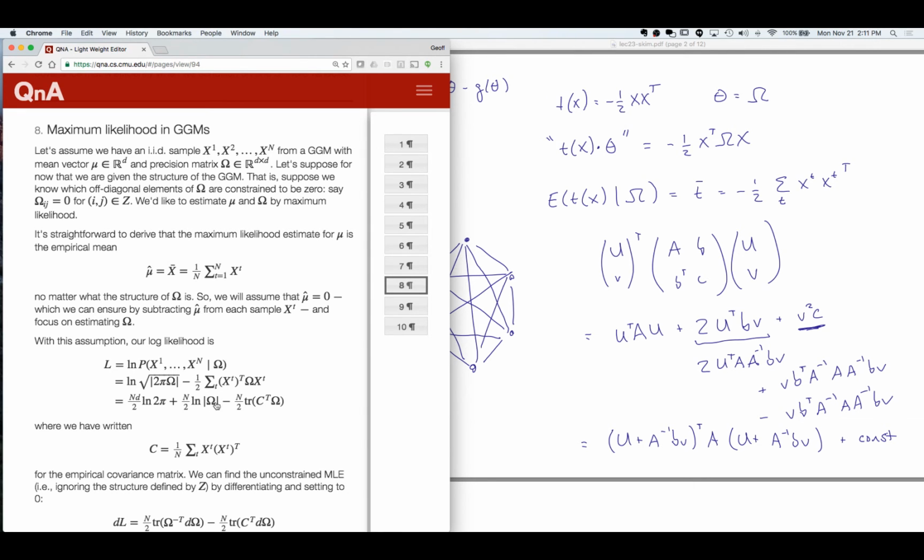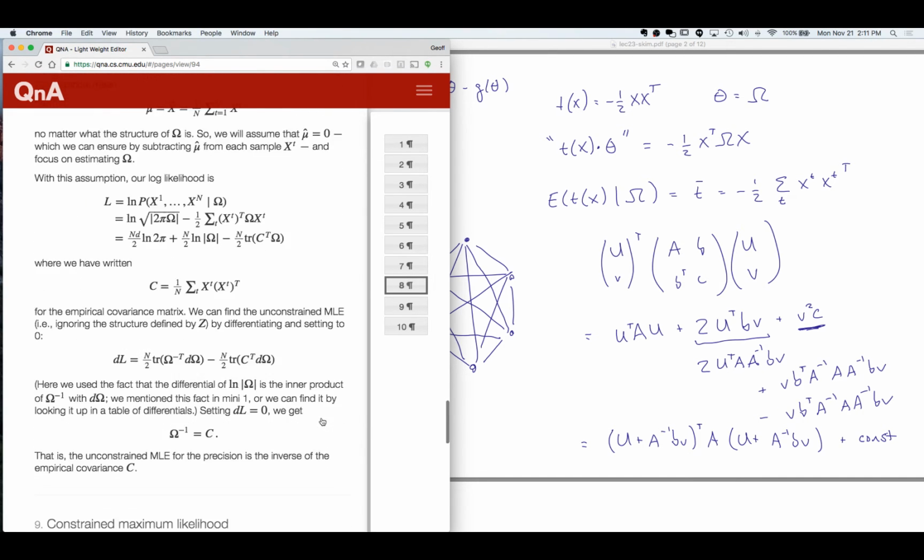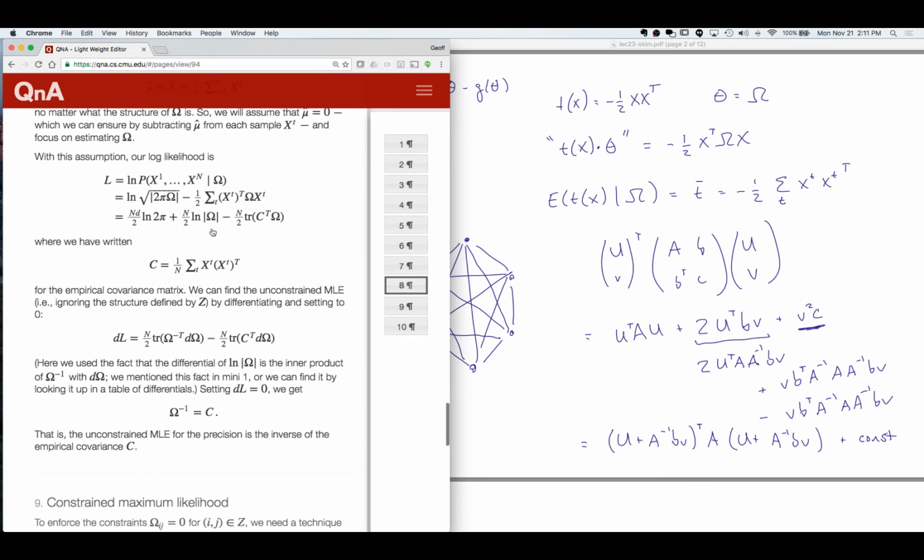All right, so basically we've got the log determinant of omega, and we've got the dot product between omega and the empirical covariance matrix. That means that if we ignore the structure, we can find the unconstrained MLE by taking the derivative and setting it to 0. If we take the derivative of L, the constant goes away. The derivative of the log determinant, you can look that up, or you can remember it from the first mini, is the trace of omega inverse transpose times d omega. And the differential of this one is linear, so the differential just passes through, and we get trace of C transpose d omega.